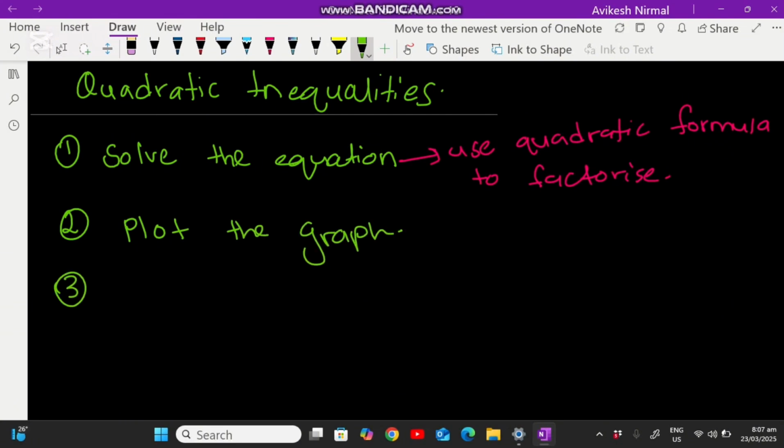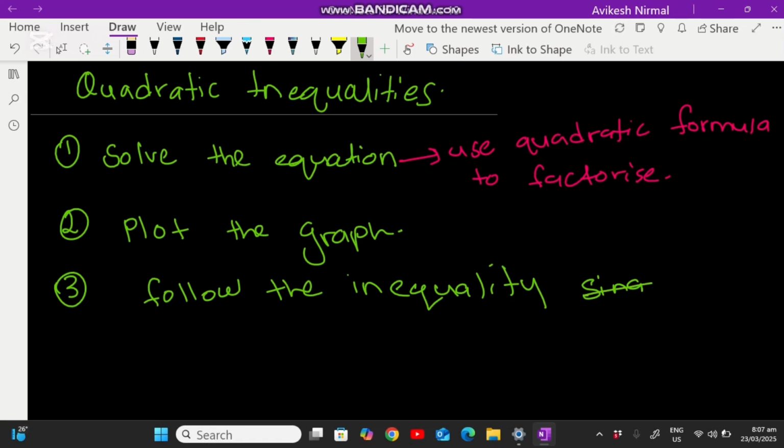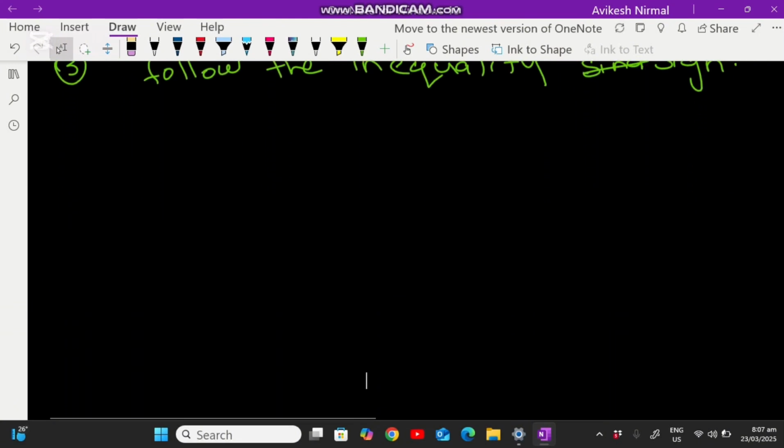and follow the inequality sign. So these are basically the steps. So let's go ahead and look at an example.